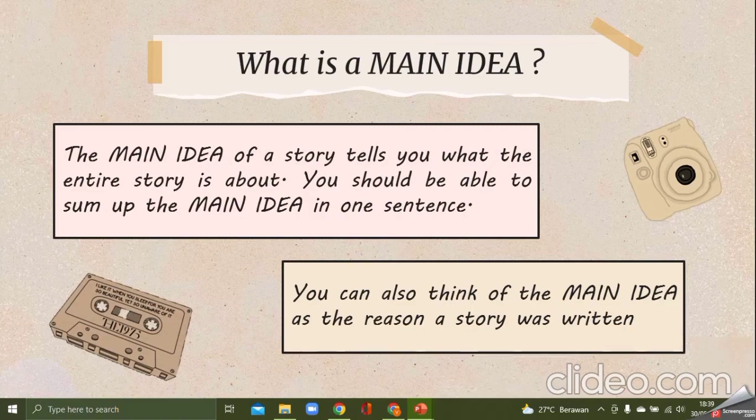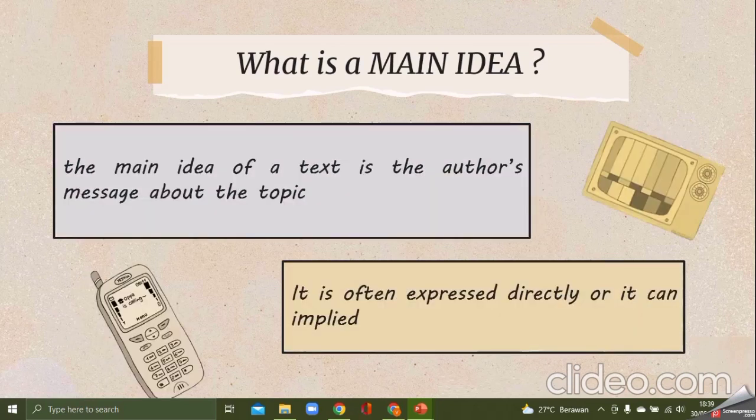What is main idea? The main idea of a story tells you what the entire story is about. You should be able to sum up the main idea in one sentence. You can also think of the main idea as the reason the story was written. What is main idea?